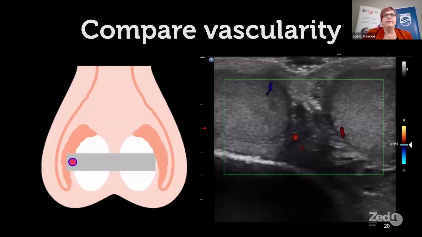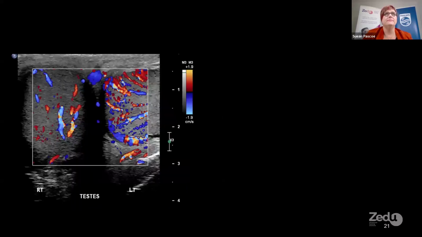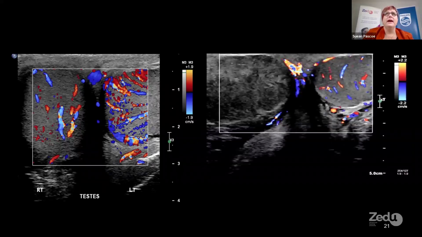The next thing to have a look at is to compare the vascularity. So in that same position, I pop the color Doppler on, and I'm trying to, again, compare the vascularity of the left and the right testis. So you can see on this image here, on the right side there's a normal amount of flow, and on the left testis, it's hypervascular. And on this side, we have the right testis that has no flow within it, and the left testis showing normal vascularity. So you can see how it starts to show the difference with that comparison.